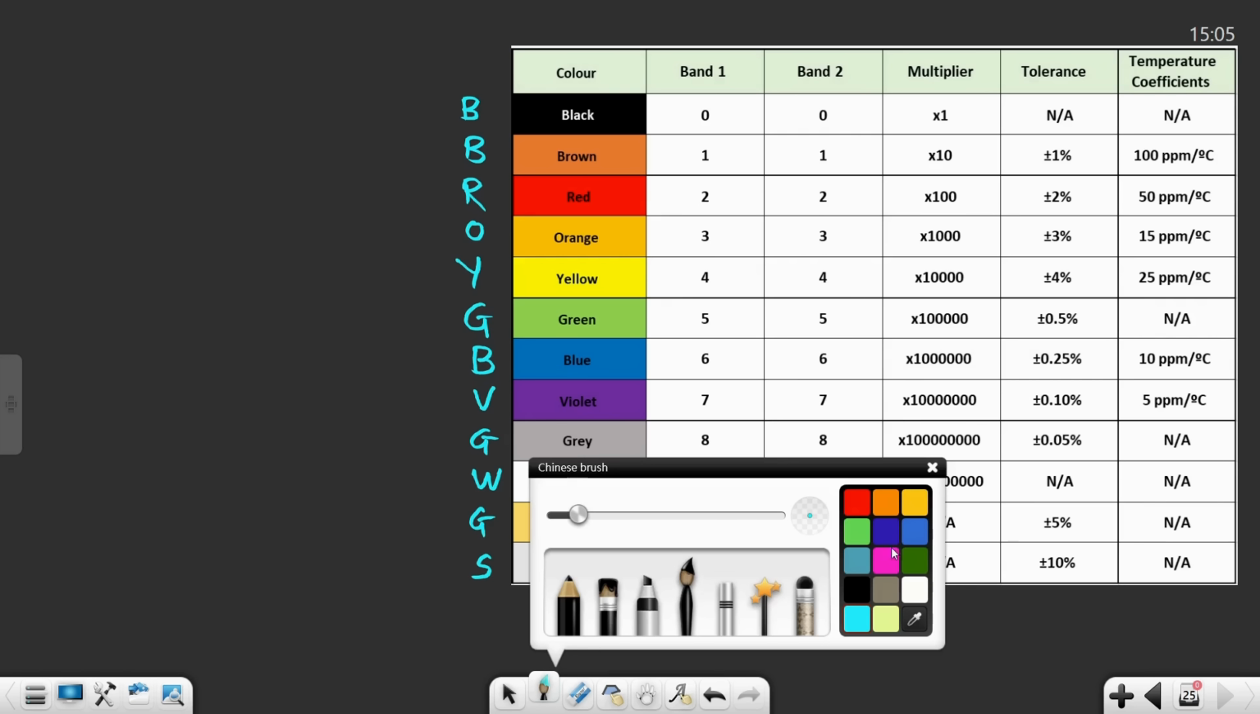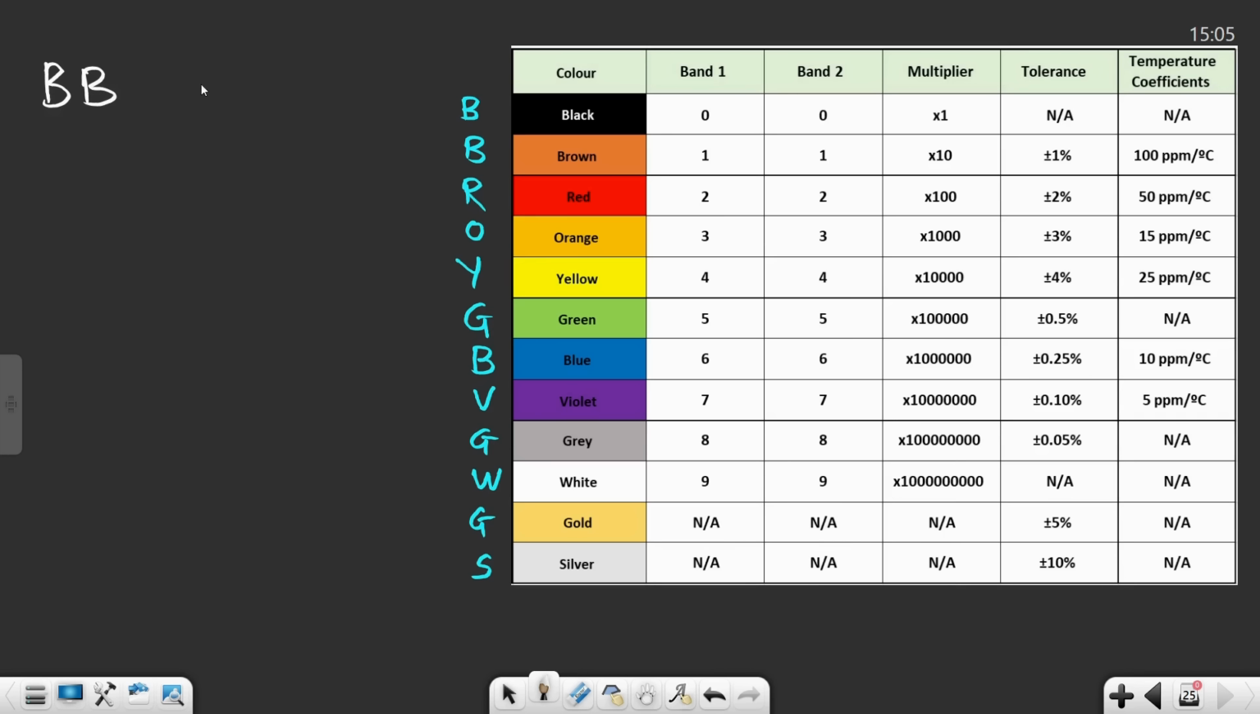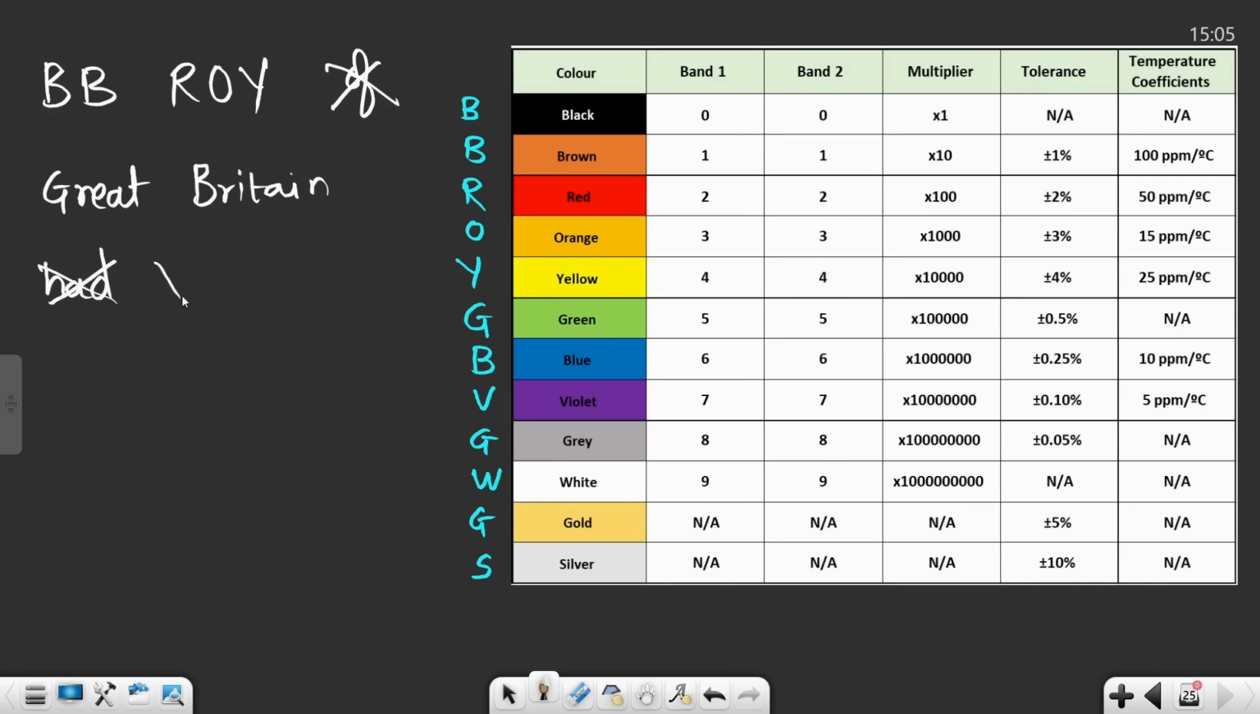It's pretty simple. I'll just write it over here. BB Roy of Great Britain had a very great or good wife. And what do wives generally wear? They wear gold and silver, right? Wearing gold and silver.